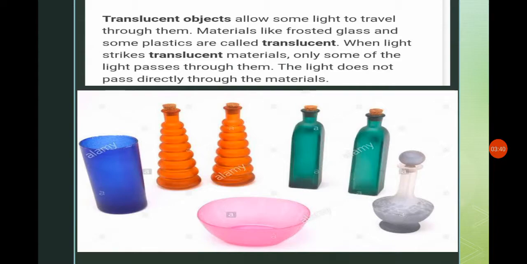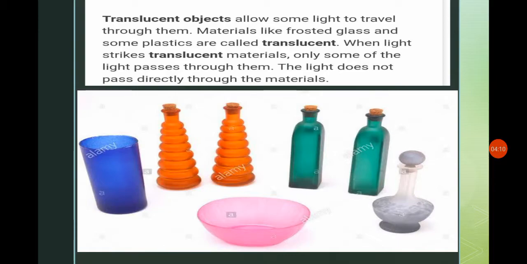Let us talk about translucent objects. Here you can see bottles of different colors: blue, orange, green, and pink. What are translucent objects? Translucent objects are those through which light can pass but cannot pass completely. Translucent objects allow some light to travel through them. Materials like frosted glass and some plastics are called translucent.